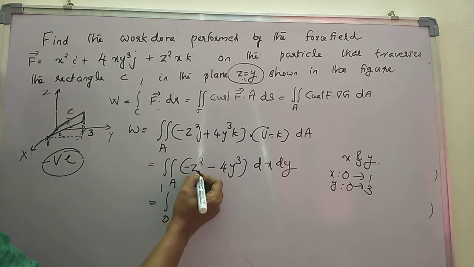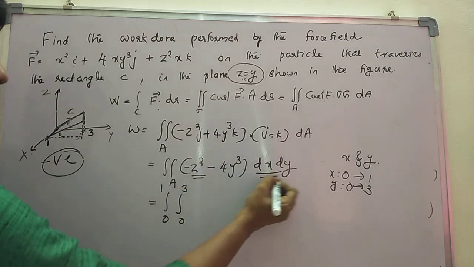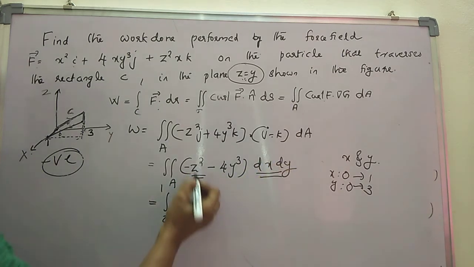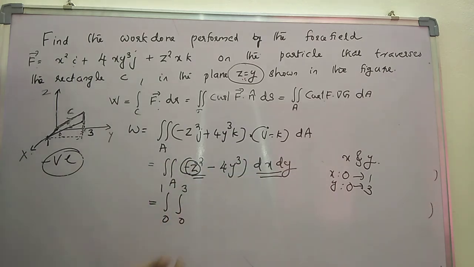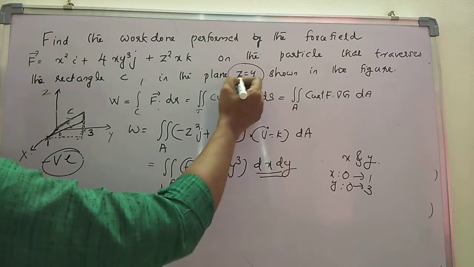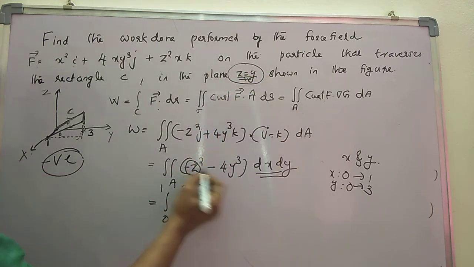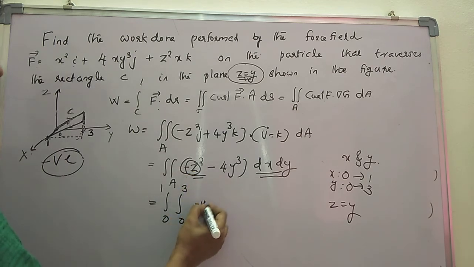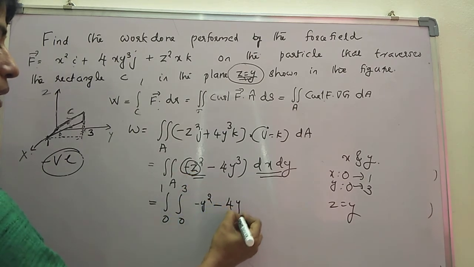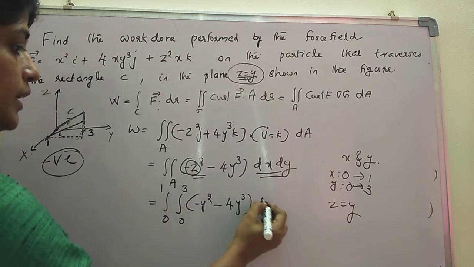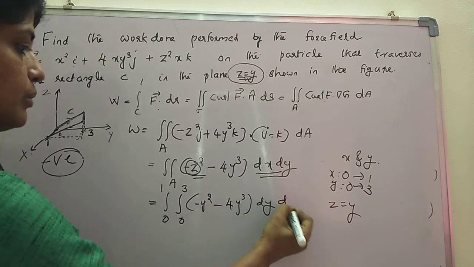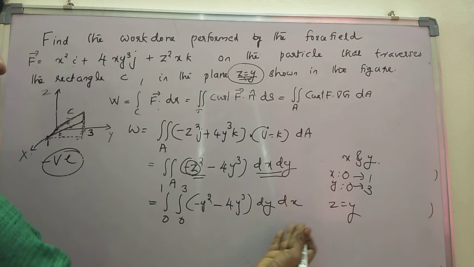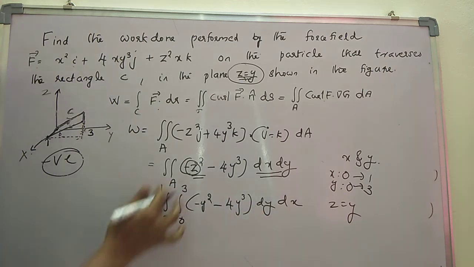Then minus z square. You can see that here we are evaluating with respect to x and y, so you need to change this z in terms of x or y. How? The plane itself is given as z equals y. So we can substitute z equals y. Therefore it will become minus y square minus 4y cube, dy. If the first integral is with respect to y, then dx. You can take either dy dx or dx dy according to the limits given.